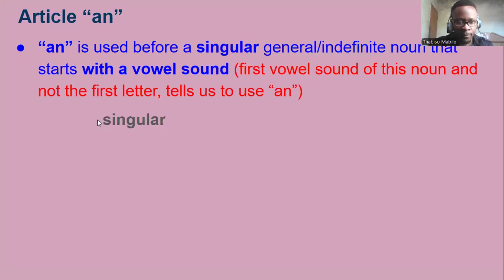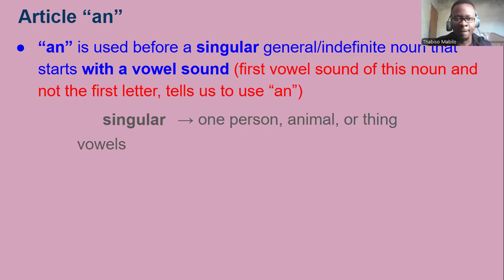By singular, I mean one person, animal, or thing. So singular means one. So for you to use this article "an", you must have one thing. And also, the first sound of that one thing, when you pronounce it, when you say it, needs to have a vowel sound.